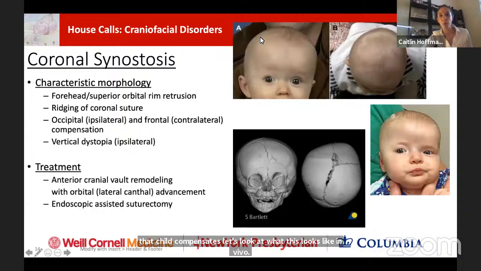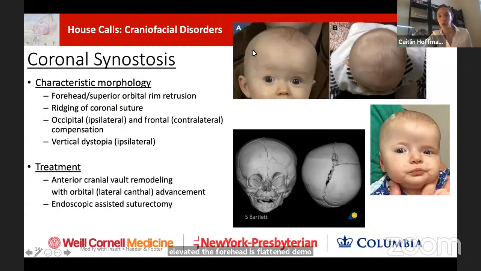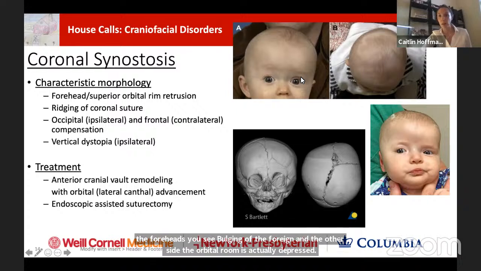The child on top has a right-sided fusion. You see that the orbital rim or the eye is elevated. The forehead is flattened, demonstrating that limitation of growth perpendicular to the coronal suture. And then you see the compensation on the left side of that child's forehead. The brain is looking for a place to go. So it's using the other coronal suture to advance the forehead. So you see bulging of the forehead on the other side. The orbital rim is actually depressed on the other side in compensation.